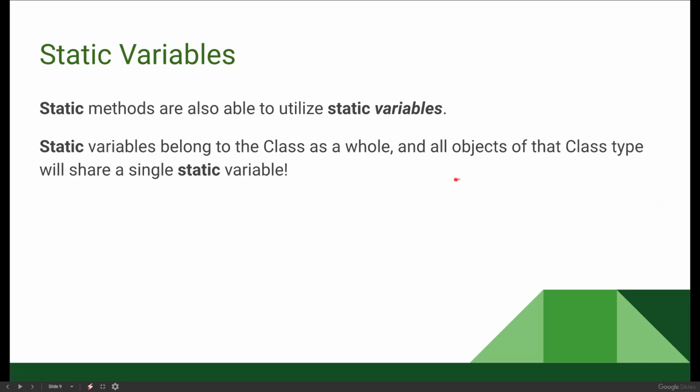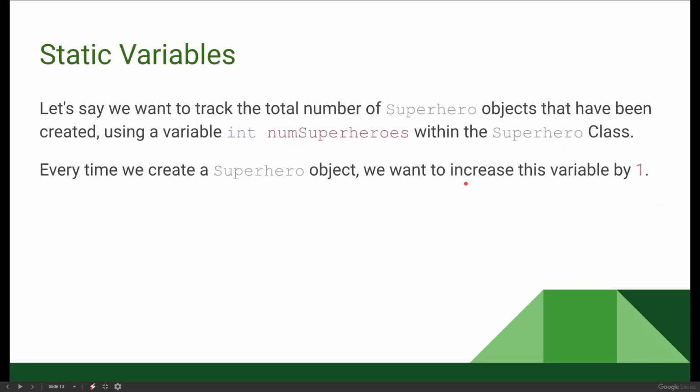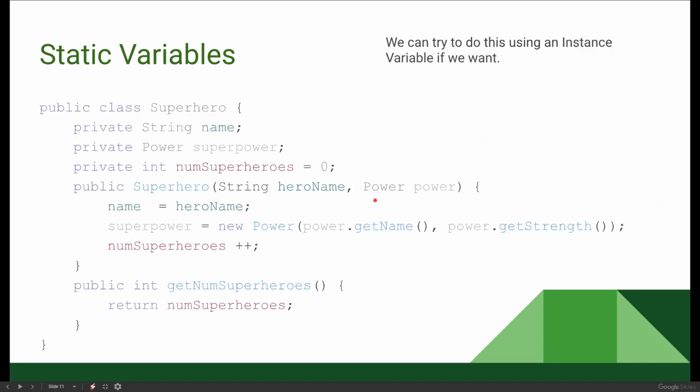All right, so static variables. Let's say I want to track the total number of superhero objects I have created in my program. We're going to make an int numSuperheroes inside of our superhero class so that within that class we can keep track of how many have been instantiated. Every time we make a superhero, we want to increase this variable by 1.